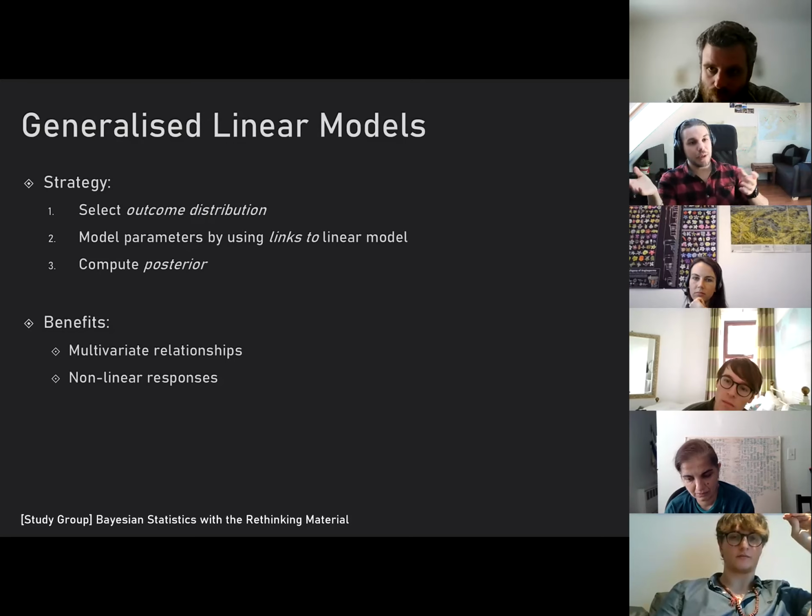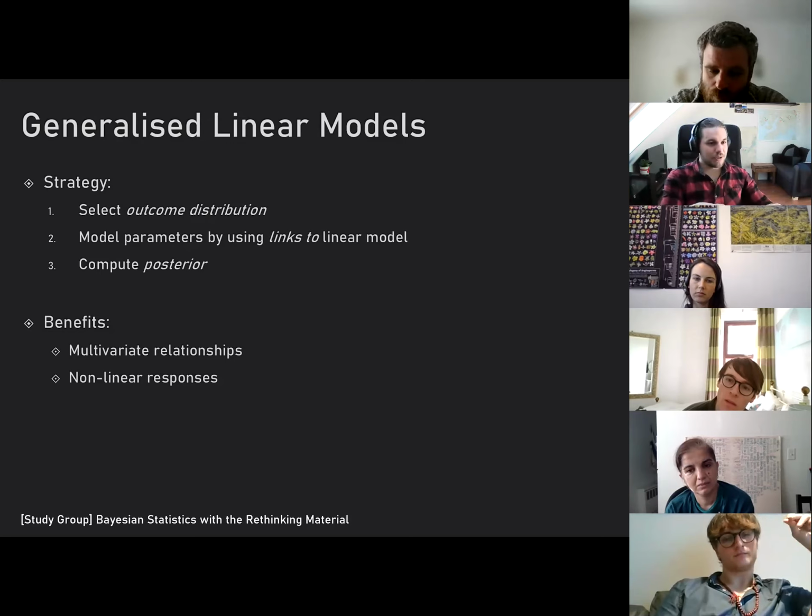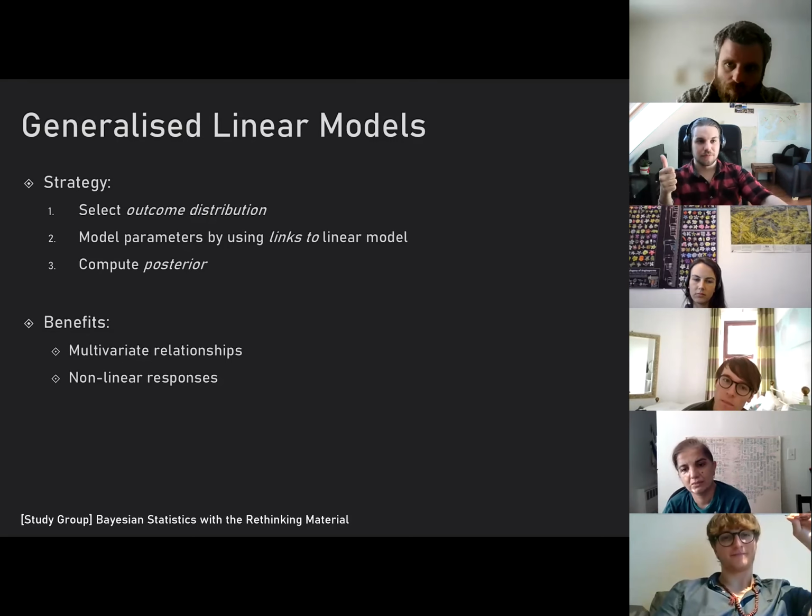Gotcha. So we want to play around with our model constraints as much as possible to get to the highest entropy distribution that we can get to. That makes sense. Cool.